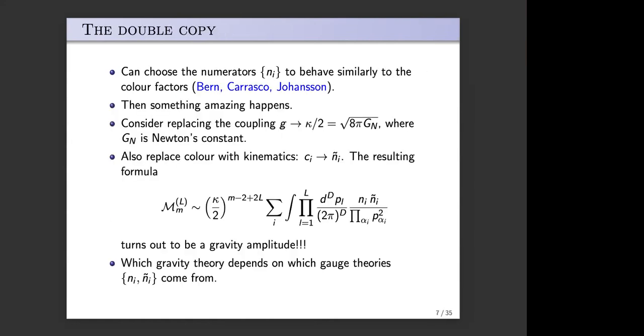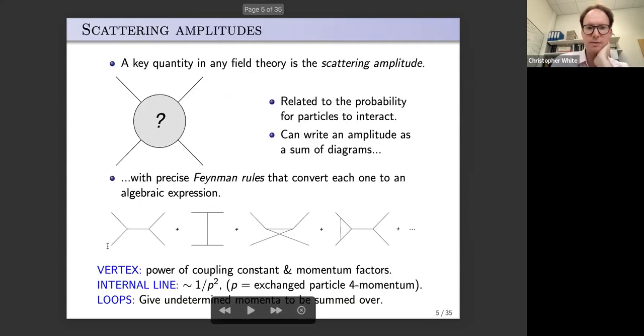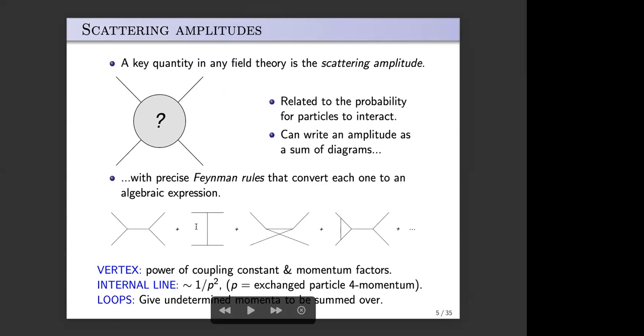You can choose the numerators to behave similarly to color factors. So these are the kinematical numerators. This is a whole fascinating topic in itself. Are you aware of the Jacobi identities between different graphs? Let's go back here. This is what we call an S-channel graph, this is what we call a T-channel graph, and this is what we call a U-channel graph.